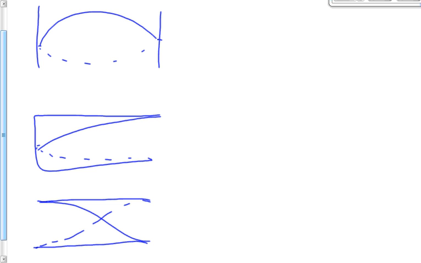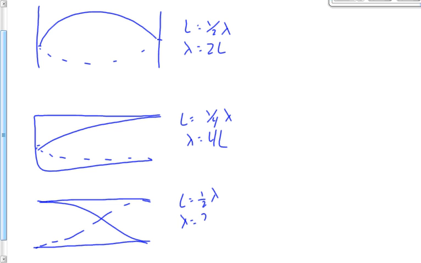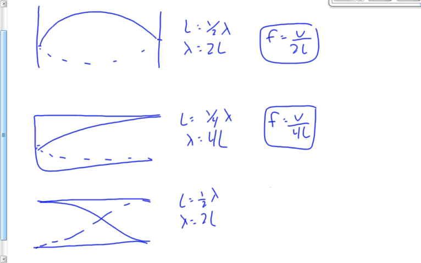In this case, L is half of a wave. In this case, L is a quarter of a wave. And in this case, L is half of a wave again. If we rearrange each of these to find lambda, we get 2L, we get 4L, and we get 2L. We know that f is equal to v over lambda, or f is equal to v over 2L in this case. In this case, f would be equal to v over lambda or v over 4L. In this case, f would be equal to v over lambda or v over 2L.